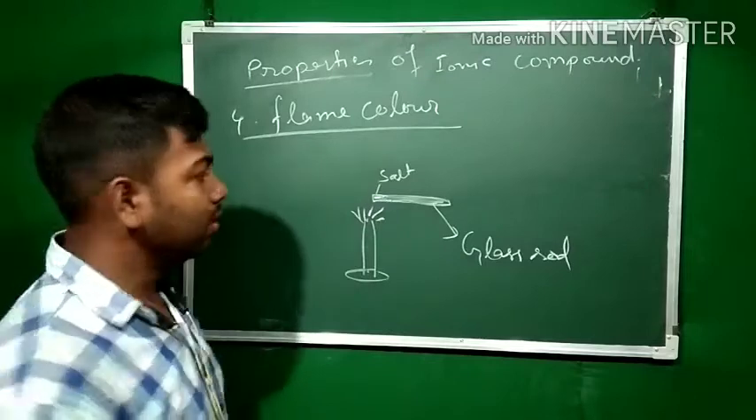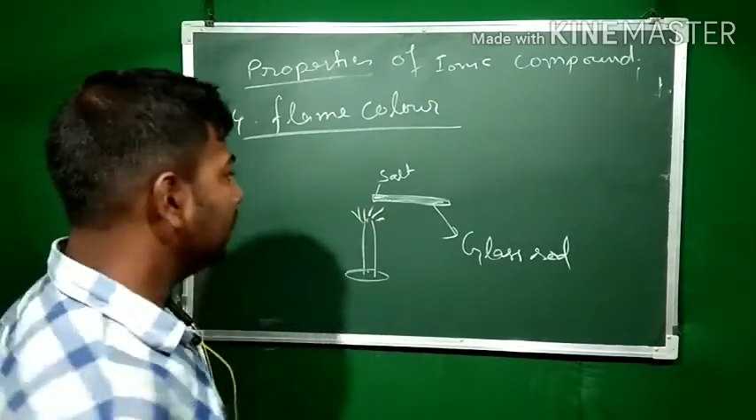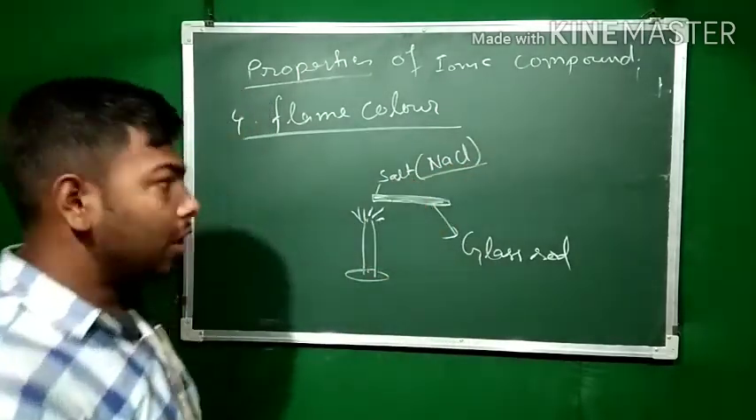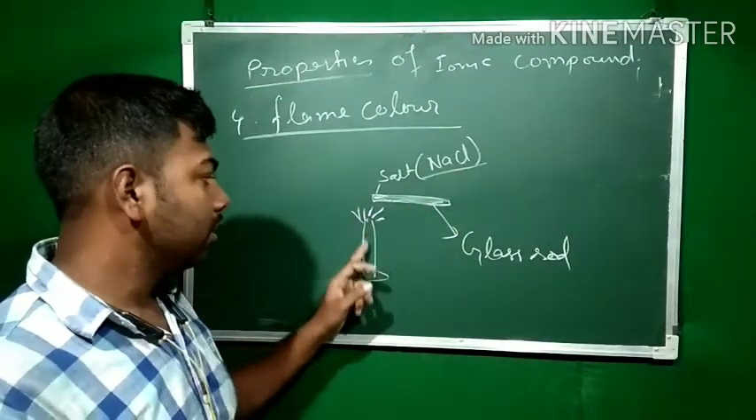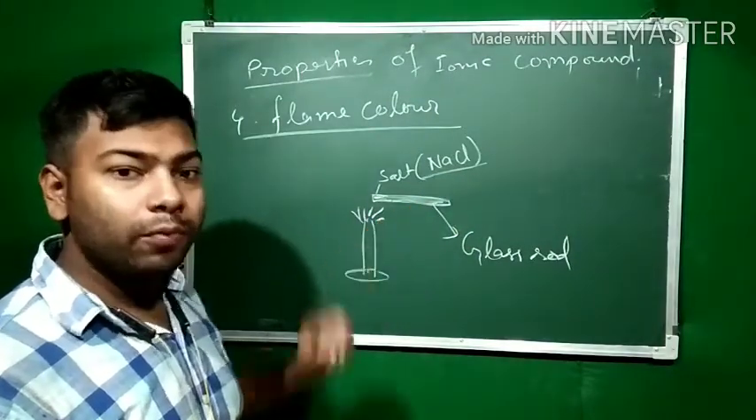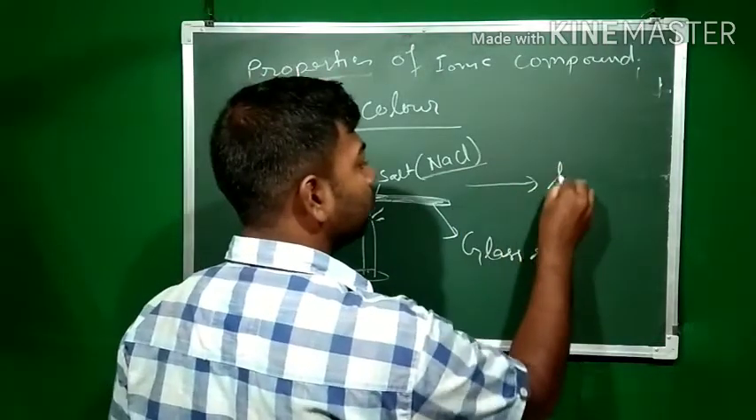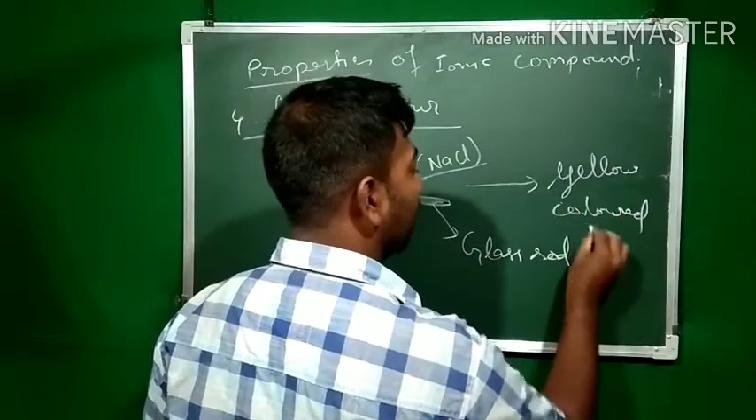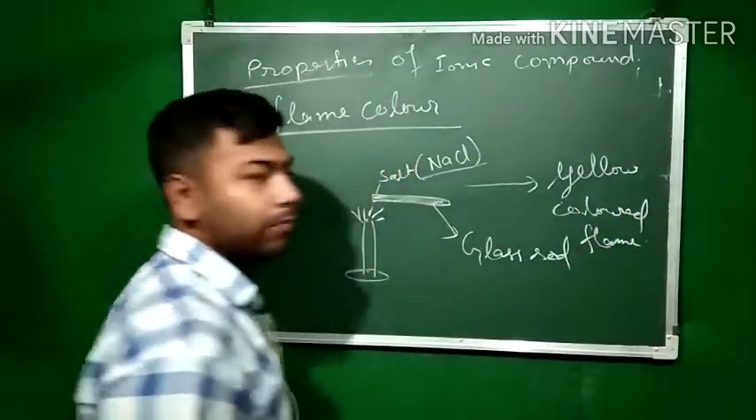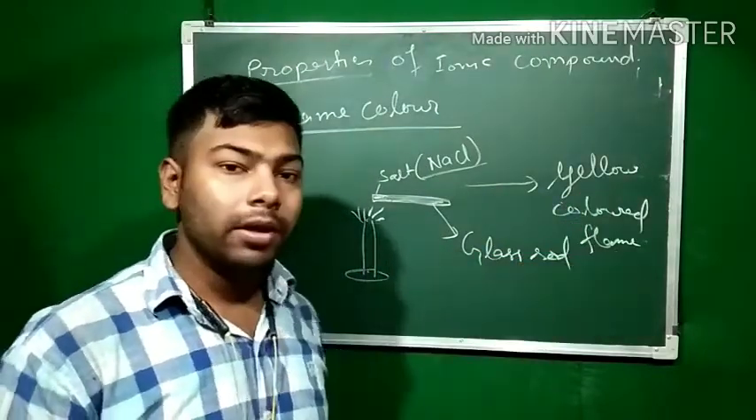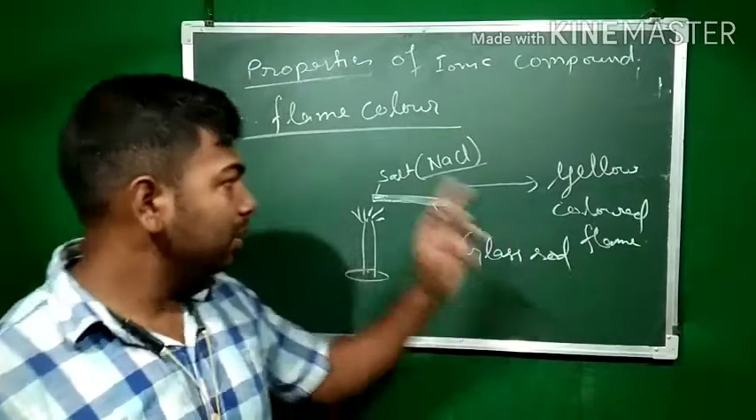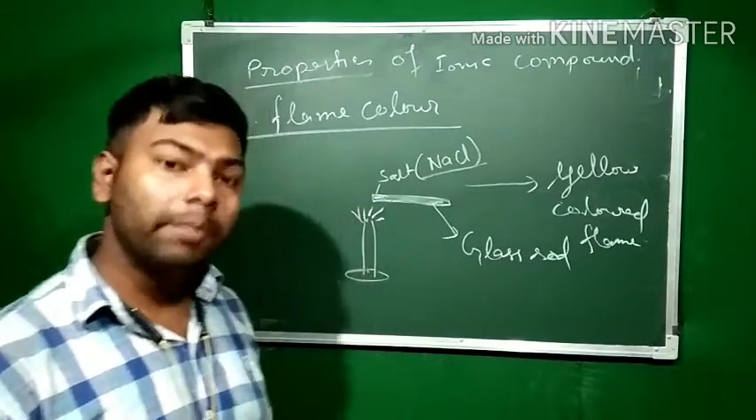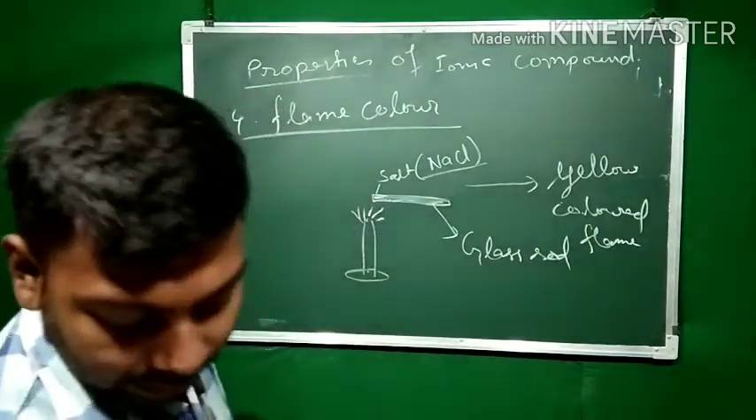Now see an example. Here it is salt. Now we are giving sodium chloride salt. When the sodium chloride is burned in this flame, it will produce a yellow colored flame. From this yellow colored flame, we can say our salt contains sodium, that is the metal.